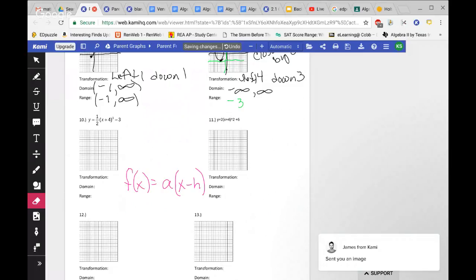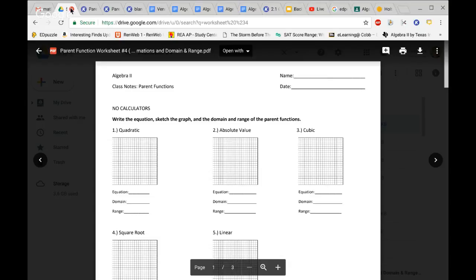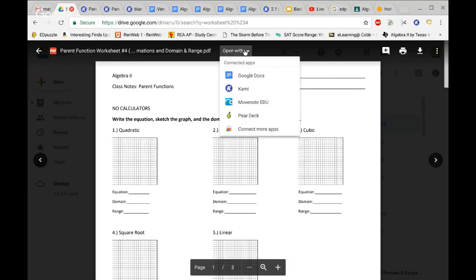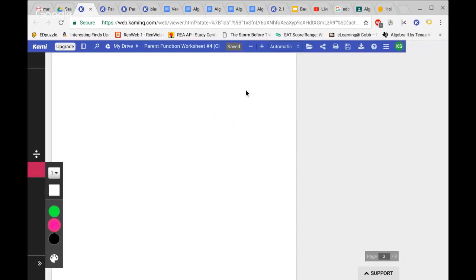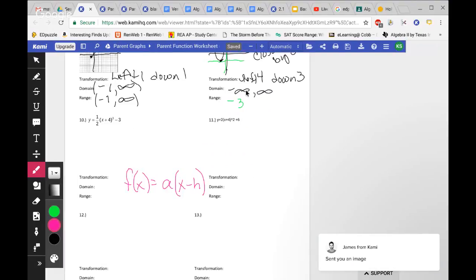My computer locked up on me. It's fine. I'm going to have to reload this. Ugh. Okay.